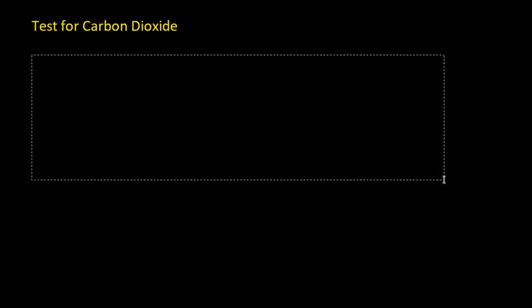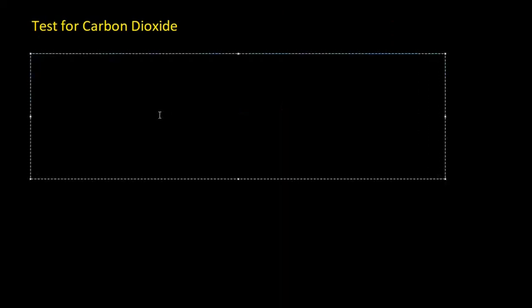In this video we are going to discuss the test for carbon dioxide gas. Now the test for carbon dioxide gas is as follows. First, carbon dioxide turns lime water milky.